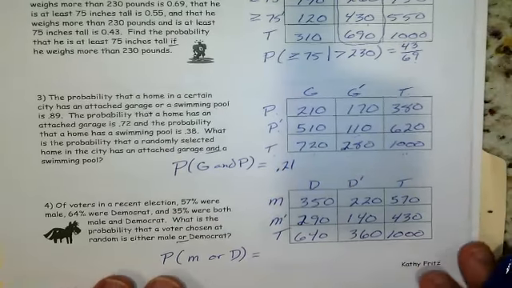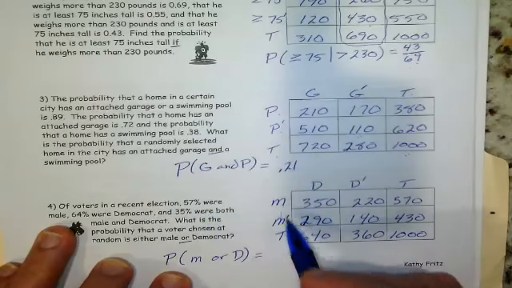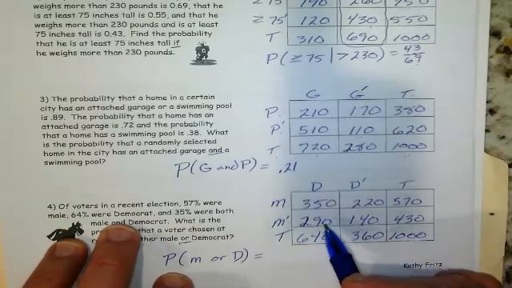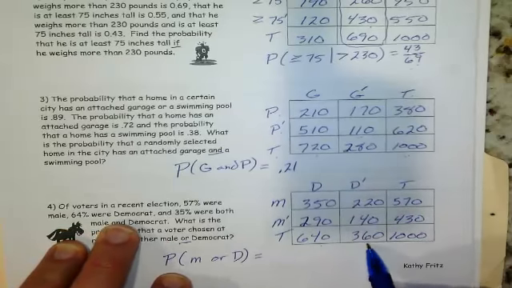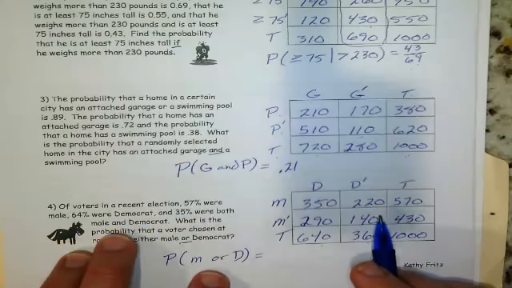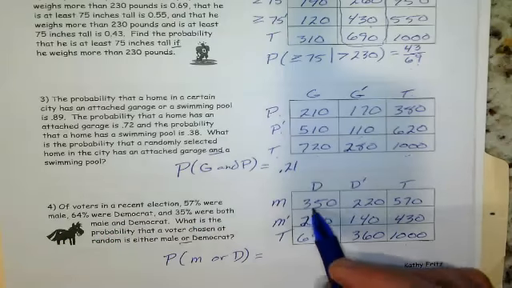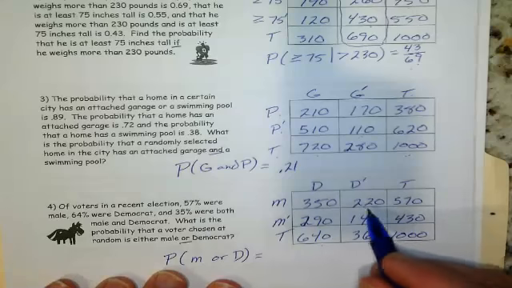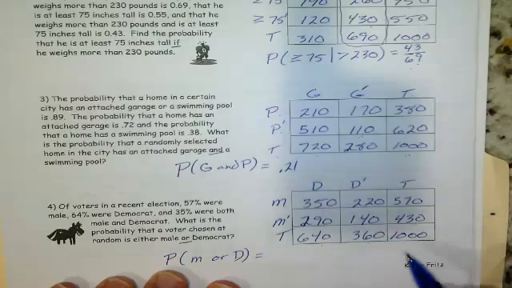Okay, then our last one here on the front side of the page, of voters in a recent election, 57% were male. So we have male, not male, 570, 430. 64% were Democrat. Democrat, not a Democrat. Democrat, 640, not a Democrat, 360. And 35% were both male and Democrat. That's right here. That's where that occurs. So 350 out of 1,000, 0.35. So we add that plus that to get this. This plus this equals this. These work together, so everything equals 1,000.